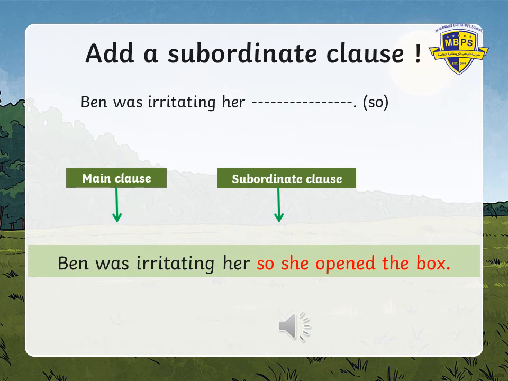Ben was irritating her. So, Ben was irritating her is the main clause. What is the subordinate clause? Ben was irritating her, so she opened the box. She opened the box is the subordinate clause.